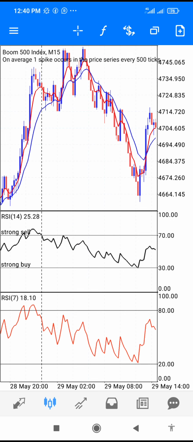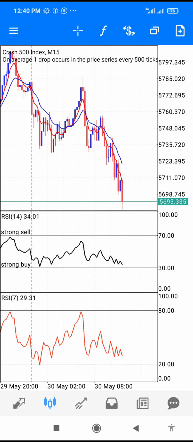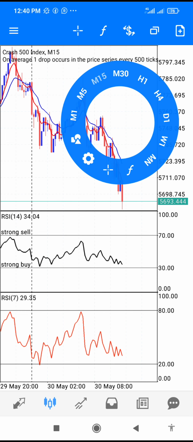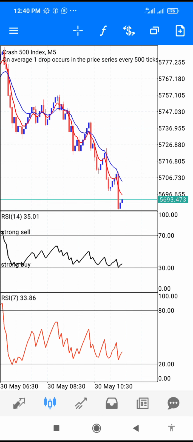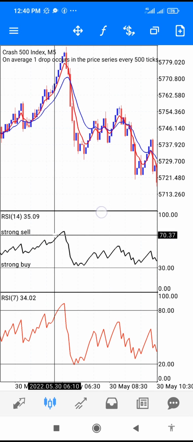Understand also that this strategy is for Boom 500 and Crash 500. Those are the two trades I use it for. I don't use it to trade any other pair apart from this. And also, another easy way for scalping too is M5 and M1. You can also use it very fast to scalp.